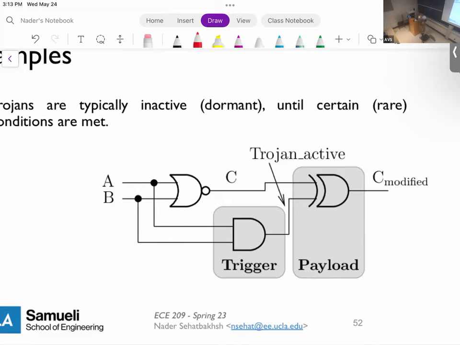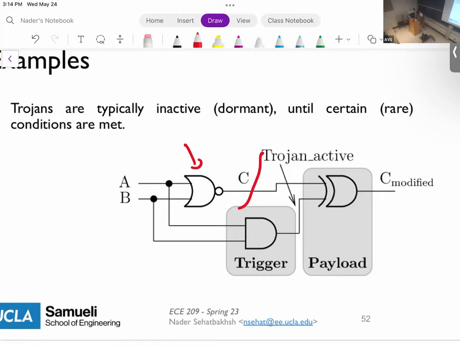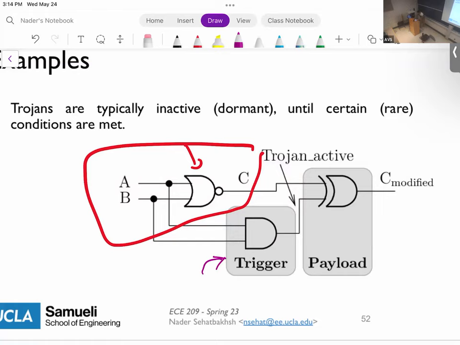Let's say you have a NOR design here, something like this. This is what you are supposed to get. As a designer, you thought that you're designing this basic gate that has inputs A and B and the output C. What will happen is that the system integrator, the manufacturer, or the designer adds two additional gates to your one-gate system: one of them is the trigger and the other one is the payload. As a result, C now becomes C modified, and this is then connected to the rest of the network.